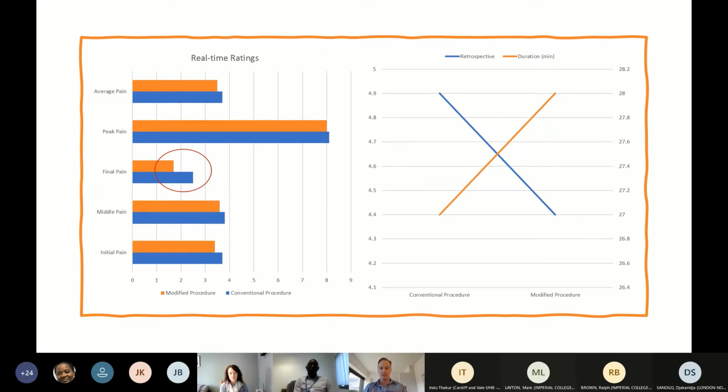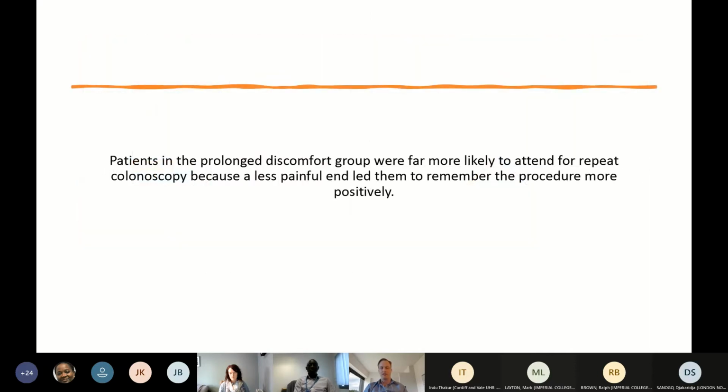And the orange line just represents actually more time. So this just emphasizes that even though people with the modified procedure had the probe inserted for an extra minute, so it's an extra minute of pain, people are still reporting less pain. And what's interesting is they followed up and they found that the patients in the prolonged discomfort group, that is, the people who remembered the pain more positively, were actually far more likely to attend a repeat colonoscopy, because the less painful end caused them to remember the procedure more positively.